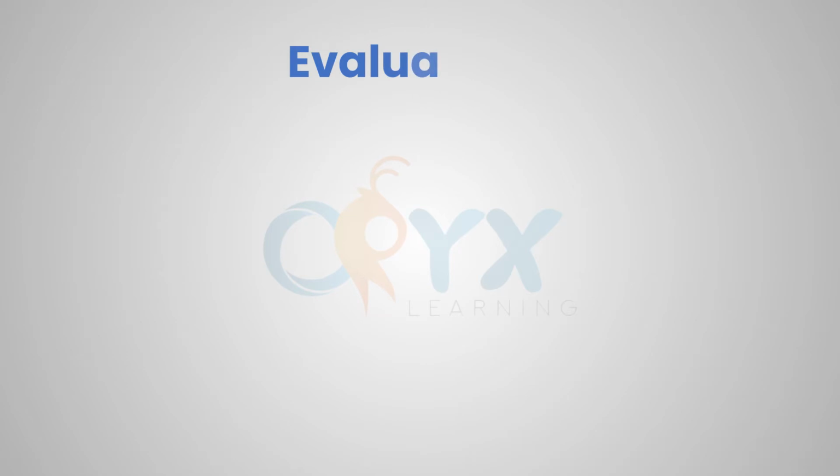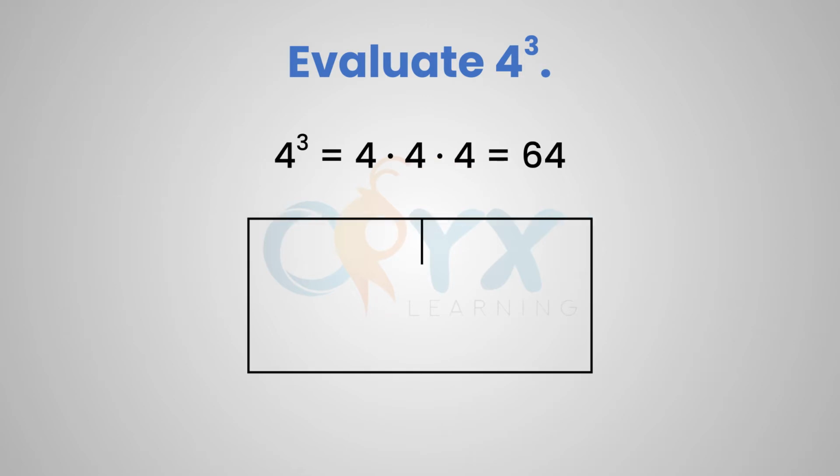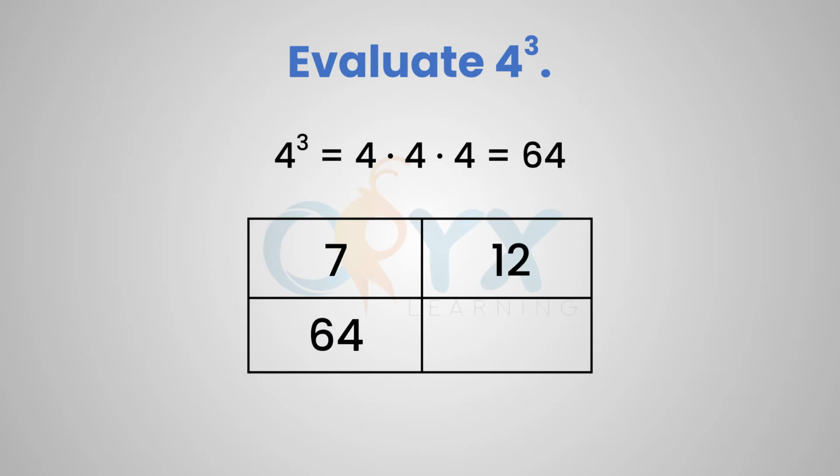So for our first example, if we would like to evaluate 4 to the third, remember 4 to the third has a base of 4, and it's going to be used 3 times. So that base will show up 4 times 4 times 4, and 4 times 4 times 4 is 64.